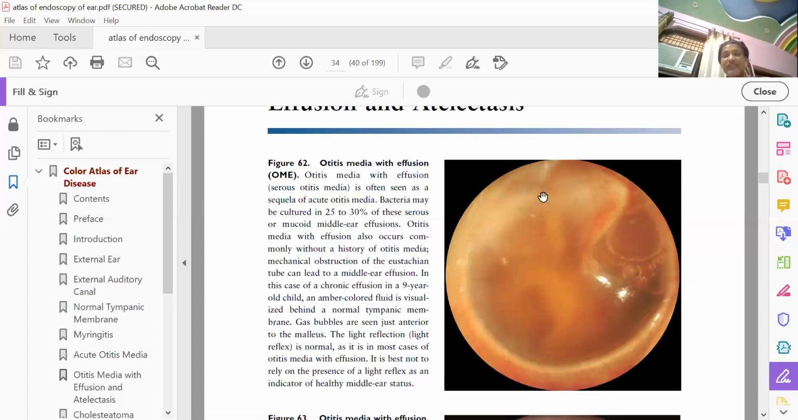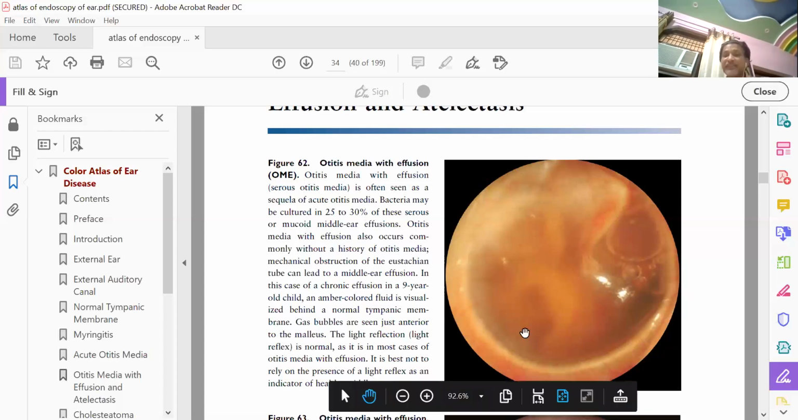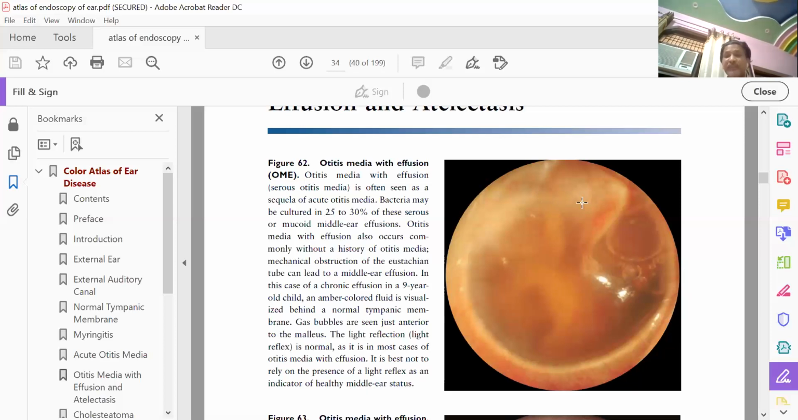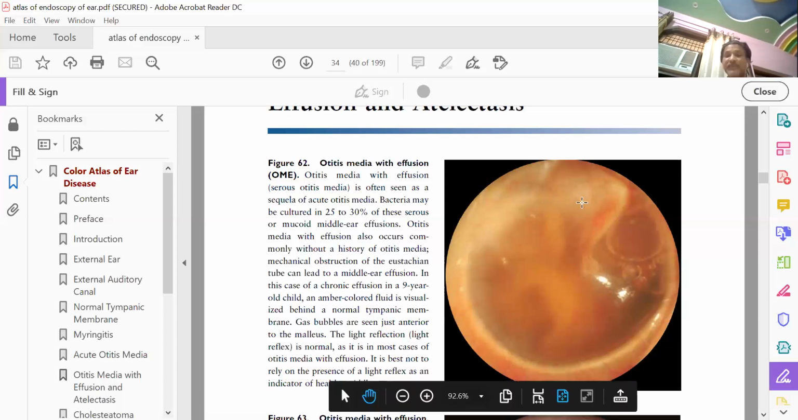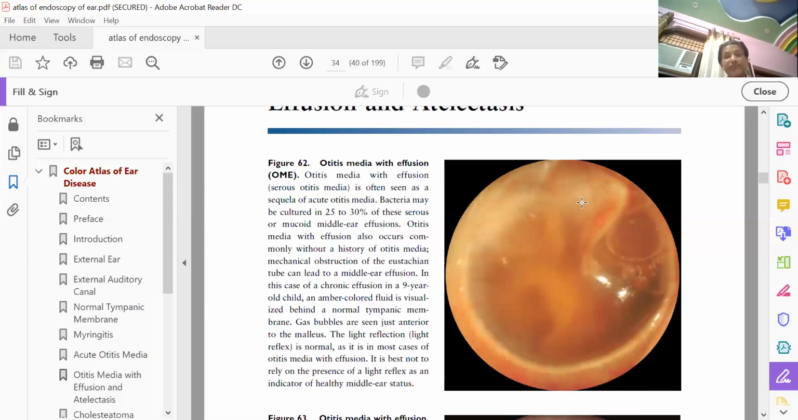And this fluid which is collected in the middle ear is not infected, it's a sterile fluid. So the patient will not have pain, but will certainly have some degree of hearing loss in the vicinity of 35 to 45 decibel. He comes with a hearing loss and a sense of heaviness also.